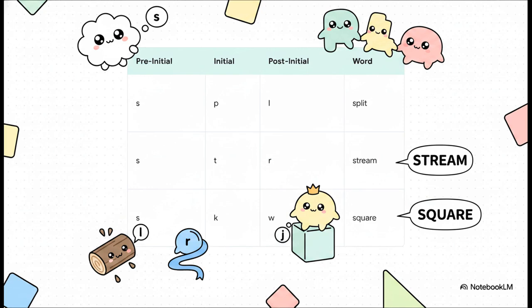The pre-initial consonant is always S, period. It's then followed by an initial P, T, or K. And finally, a post-initial L, R, W, or J. Take words like split, stream, or square. I invite you, right now, wherever you are, to practice saying these out loud. Split, stream, square. You can practically feel how that S locks together with the following sounds in your vocal tract.